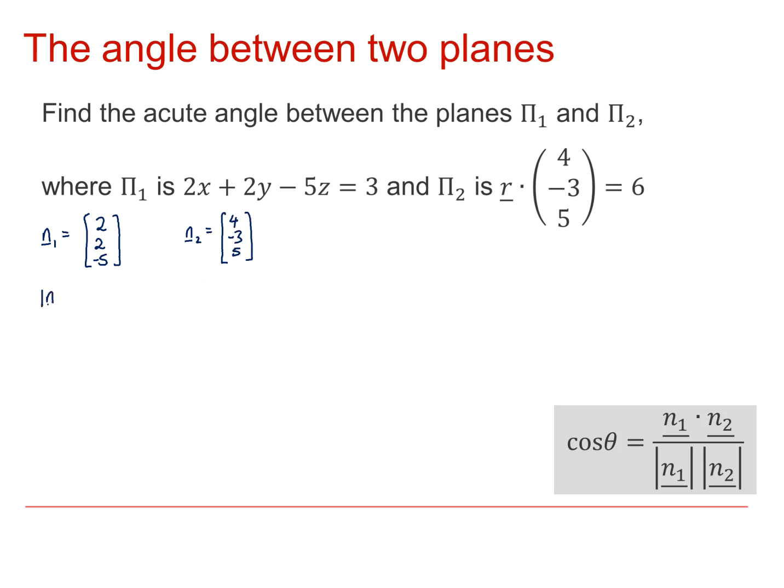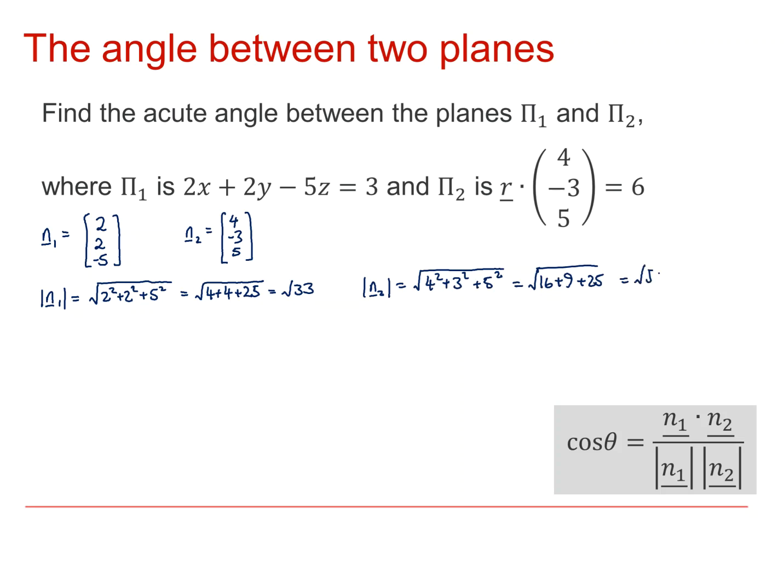Again, I'm going to need their magnitudes, so I'll work those out. The first one, 2 squared plus 2 squared plus 5 squared, all square rooted. That's root 4 plus 4 plus 25, which is root 33. And the second one, root of 4 squared plus 3 squared plus 5 squared, which is root 16 plus 9 plus 25, which is root 50.